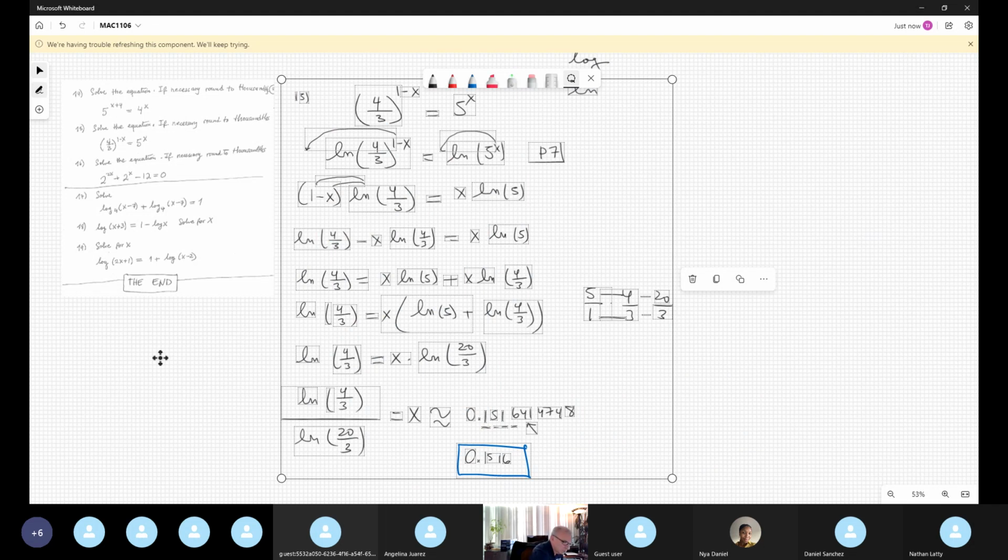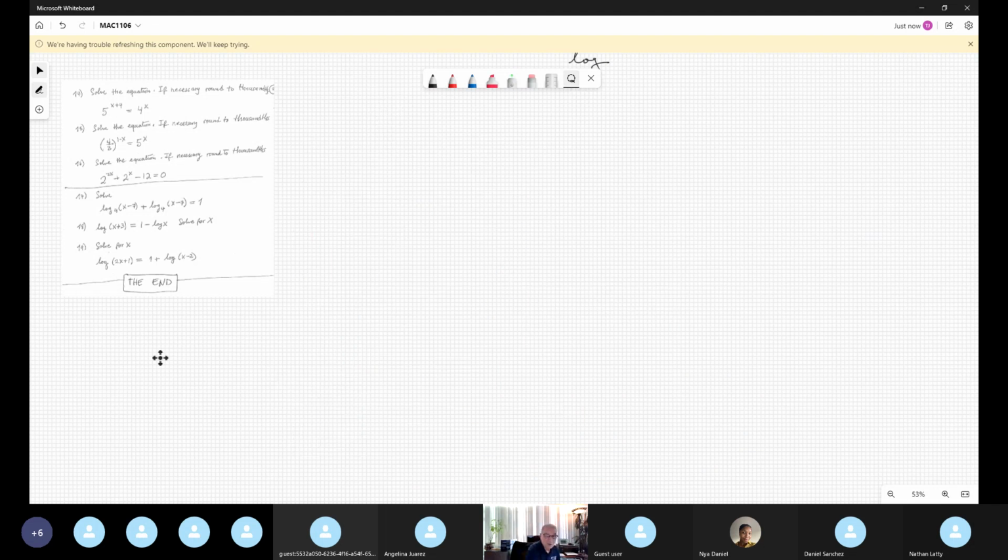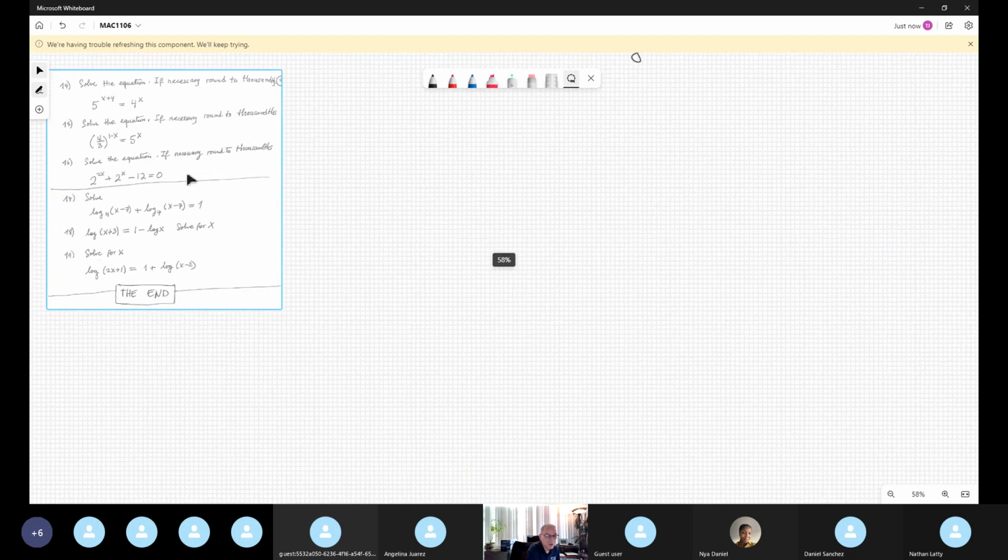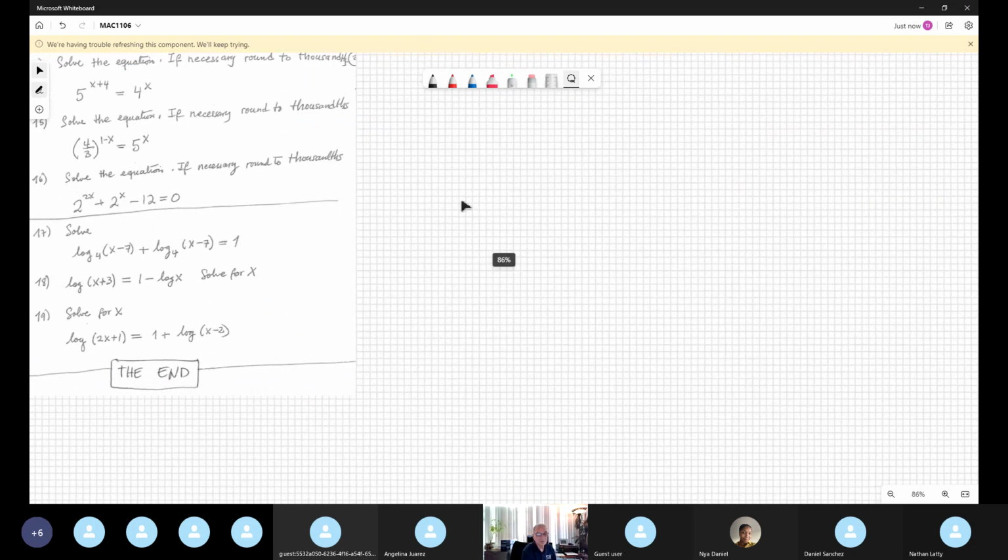It's weird because you have to do some transformation before. Suppose 16, 2 to the 2x plus 2 to the x minus 12. I realize that this is an equation that is quadratic in form.